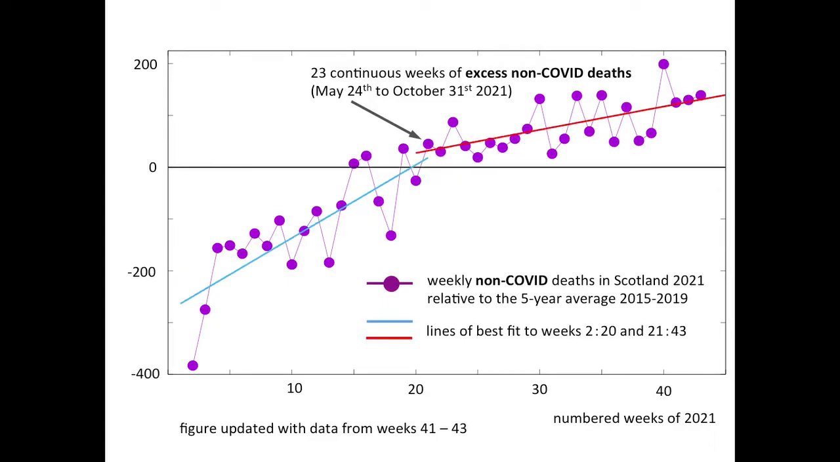What we can do is to split this curve into two parts. I'm going to concentrate exclusively in this video on the second half of the curve, in this period of excess deaths starting from late May onwards. We can see that the increase in the curve has slowed down in this period compared to the more rapid rise earlier in the year.